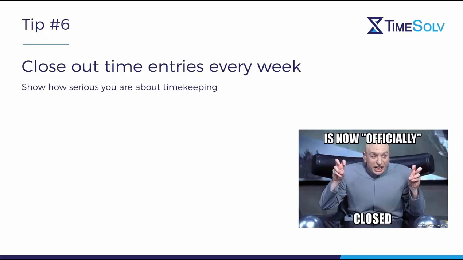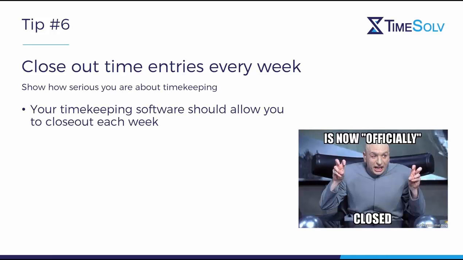Okay. This is a super powerful way to make sure time is entered the day the work is completed, and that is to close out time entries every week. And this is going to show how serious you are about timekeeping. What does this mean? This has to do with your software. It should allow you to close out each week so that your timekeepers can't enter time in the system from whatever date you choose backwards. And I'll show you how that works in action.